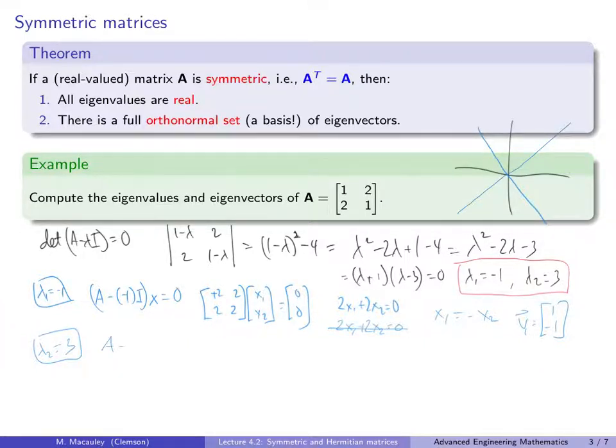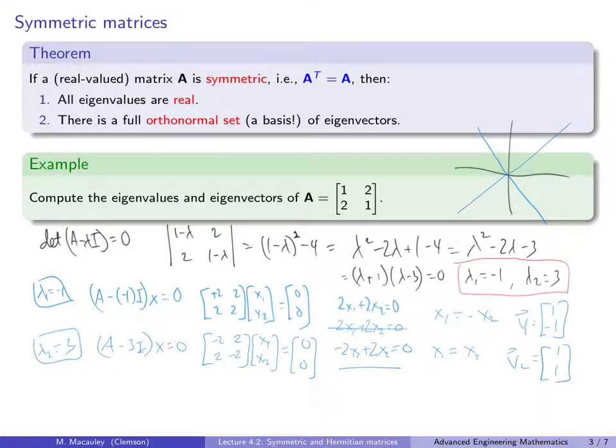Okay, so A minus 3I times x equals 0. So this is negative 2, 2, 2, negative 2, times x1, x2 equals 0, 0. We get the same thing, but now we have negative 2x1 plus 2x2 equals 0. I don't even need to write the other one. And that means that x1 equals x2. So v2 equals 1, 1. Okay, so here are our 2 eigenvectors.